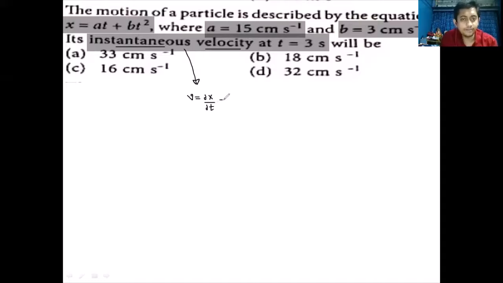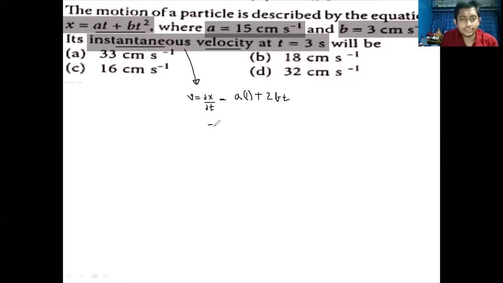So we will say x is at plus bt square. So derivative of this will give us A into derivative of t, that is 1, plus bt square. The derivative of t square is 2t, so that is 2 into B into t. That is the velocity equation. Derivative of t is 1 and derivative of t square is 2t.